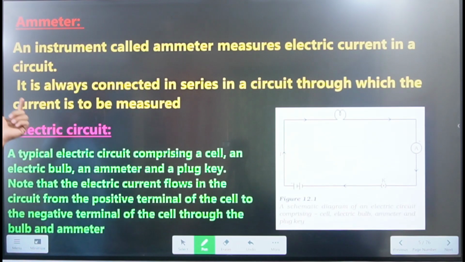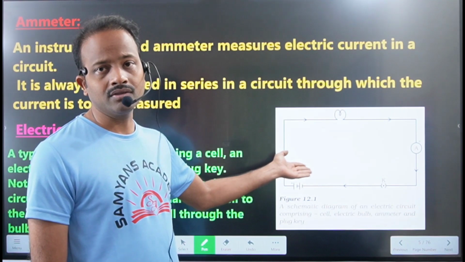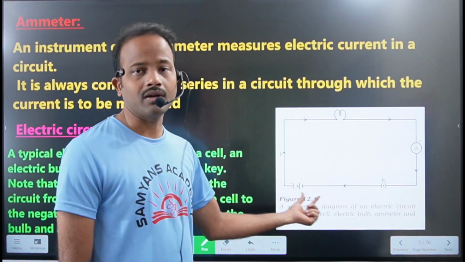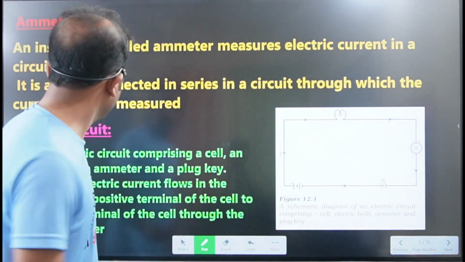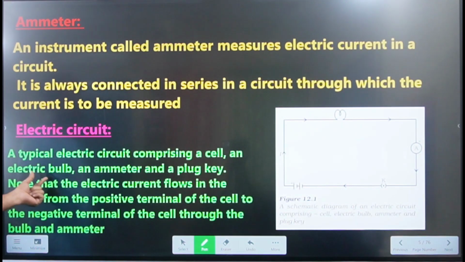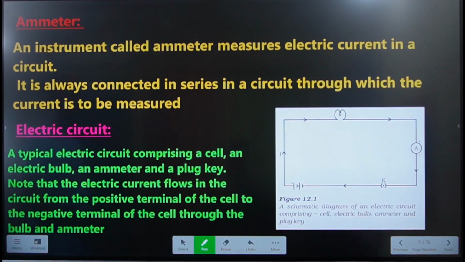Okay, then what is the electric circuit definition, right? Electric circuit, here we have one figure. So electric circuit consists of bulb, ammeter, switch key and battery, right? So all together we call it an electric circuit. Is it clear? A typical electric circuit comprising a cell, an electric bulb, an ammeter and a plug key. So here note that electric current flows in the circuit from the positive terminal of the cell to the negative terminal of the cell through the bulb and ammeter.